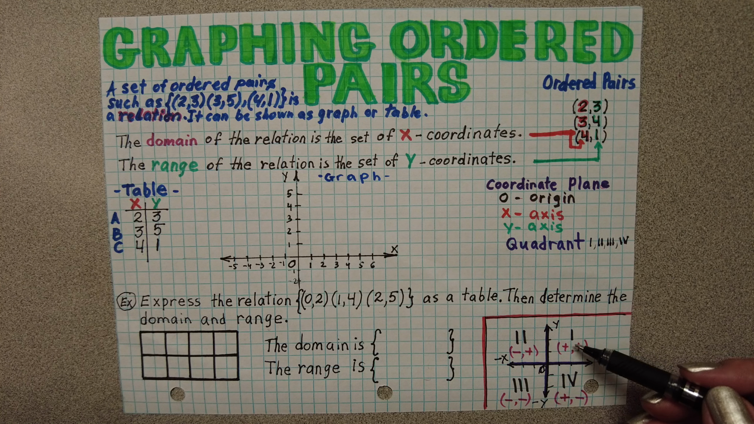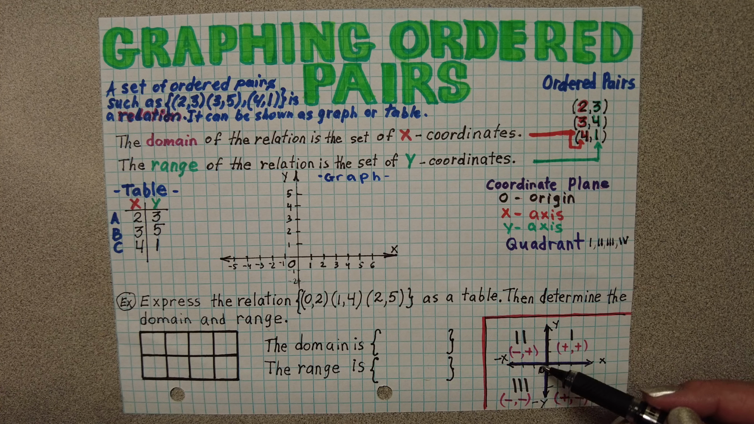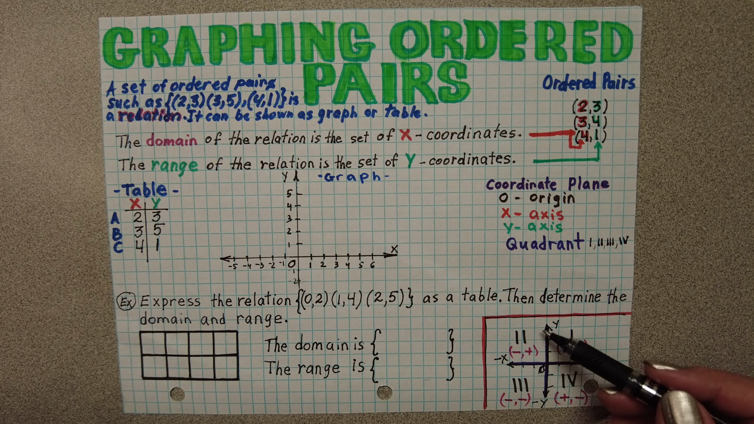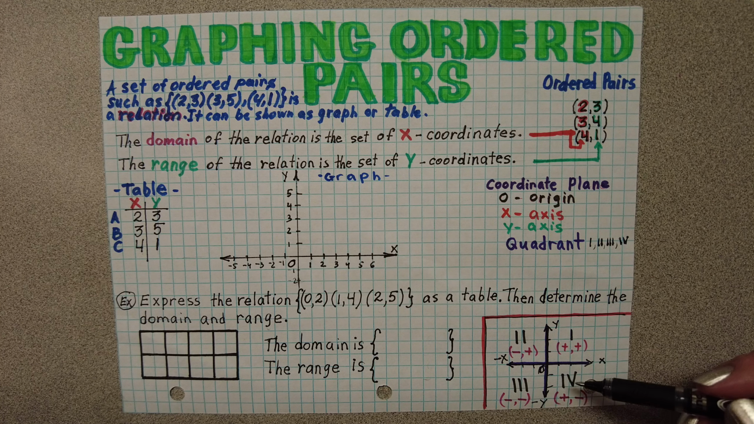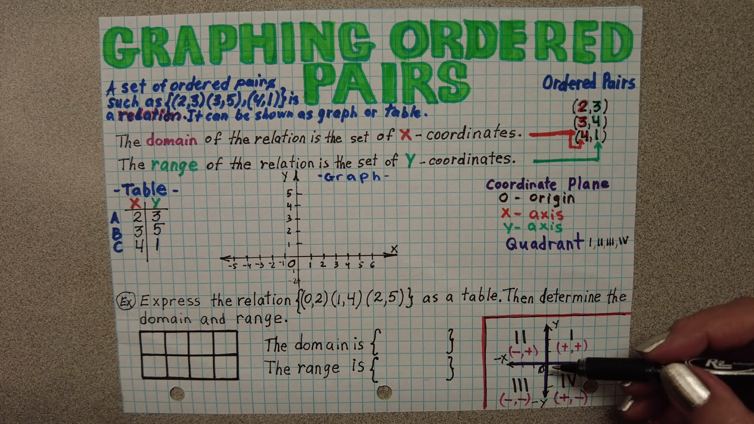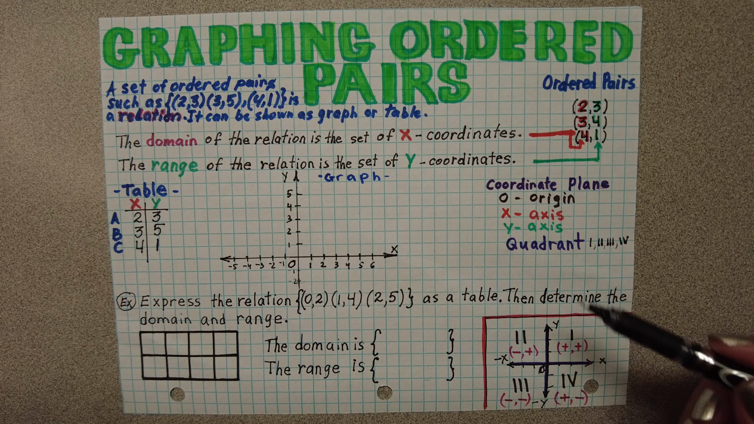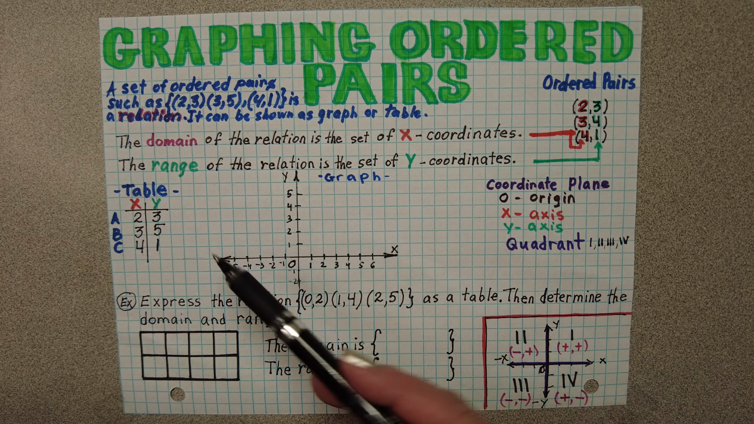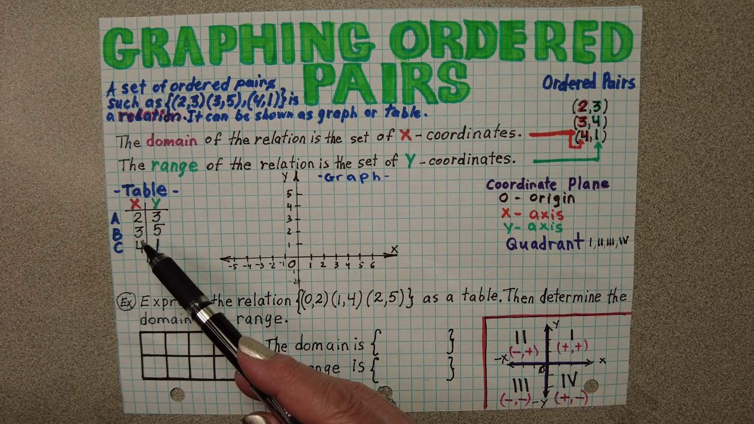First quadrant is this one, when x and y both are positive. Second quadrant, when x is negative, y is positive. Third quadrant, when both x and y are negative. And the last one, fourth quadrant, when x is positive and y is negative. Now we're gonna use this coordinate plane to graph our ordered pairs from this table.